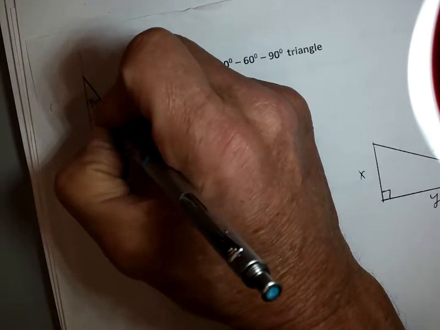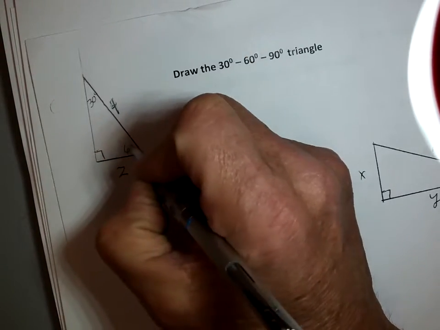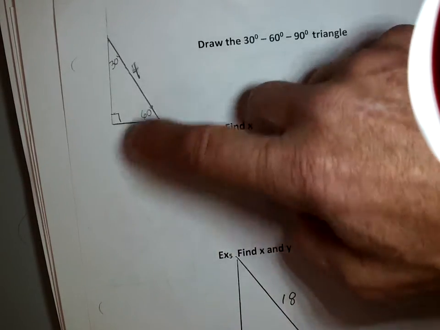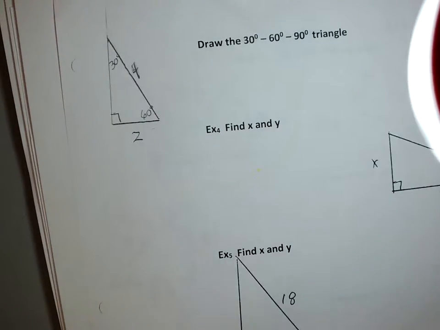30 degrees, 60 degrees. Now, before we even start, do you notice anything about these two sides? It's double, isn't it? Yeah, this is double. And that always happens. In fact, if you look up here, what do you see? You see x, and you see 2x, don't you? So it is always double.